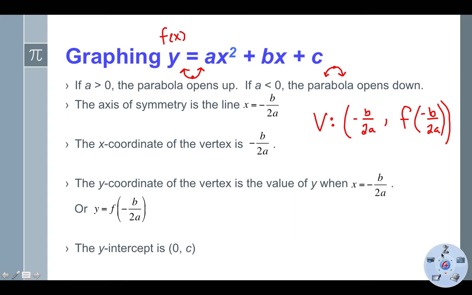And then the y-intercept, as always, is when the x value equals 0. And if we plug in 0 for x, this goes to 0, this is 0, and we're just left with a c value. So the y-intercept of a parabola is 0, c from the original function. All right, so that being said, let's take a look at a couple of examples on how to graph.